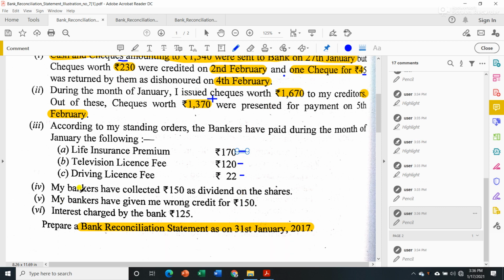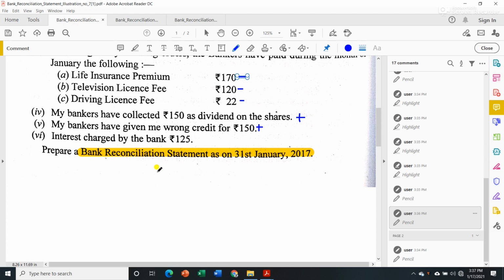Then next is, my bankers have collected 150 as dividend on the shares. Means according to passbook I have received 150, but my cash book is not showing that. So I will just add this 150 in my cash book so that my cash book and passbook will be equal. Then my bankers have given me wrong credit for 150. That means according to my passbook it is showing that 150 was mistakenly given to me by the bank. That means my passbook is showing 150 more than my cash book. So I will just simply deduct this 150 from my cash book so that my cash book and passbook are equal.